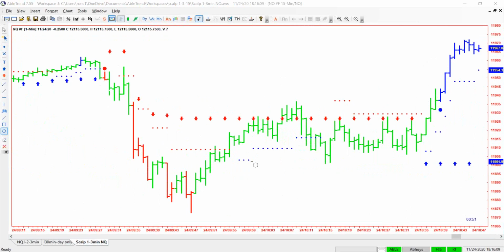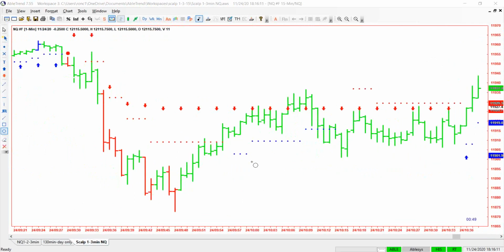And you say, what are the rules here? They're even easier than before. The rules are when it hits a red dot or a red arrow, the dots are the 1-minute resistance points. The arrows are the 3 minutes. We go short as long as it closes under the red dot or the red arrow. It has to touch the red arrow or red dot first and close under it.